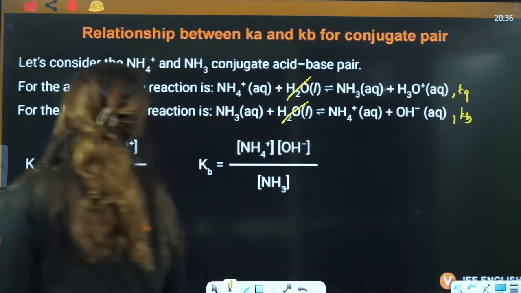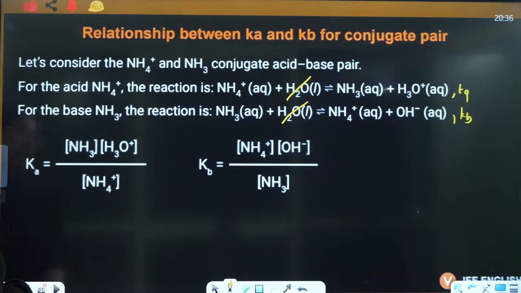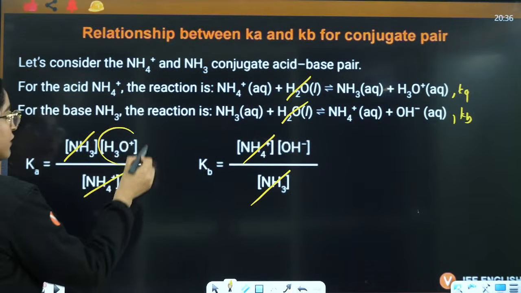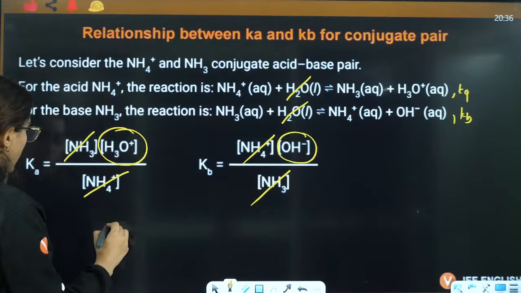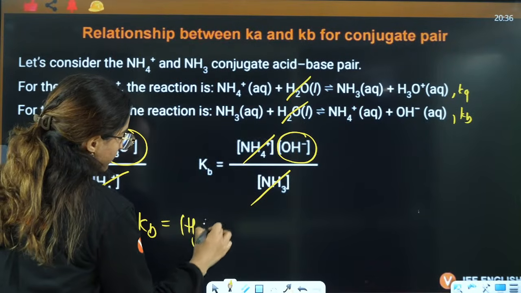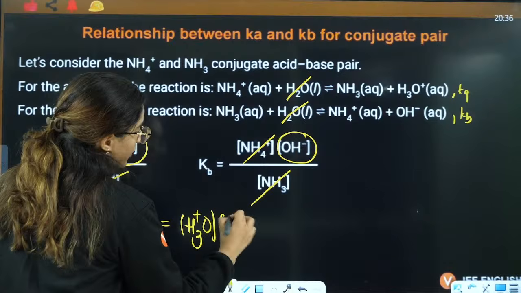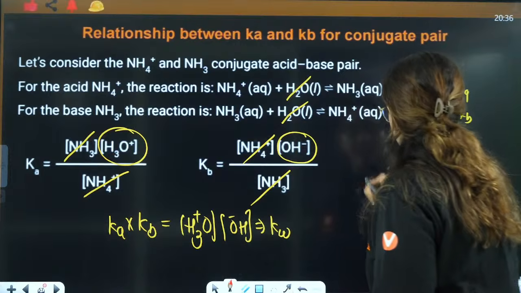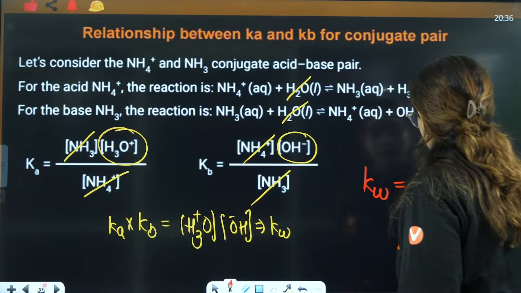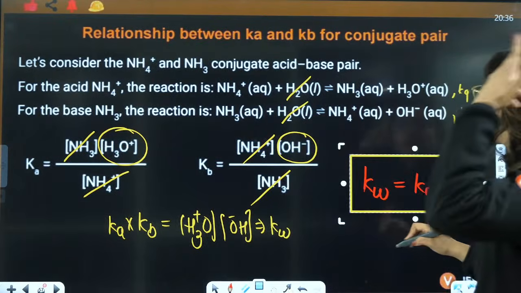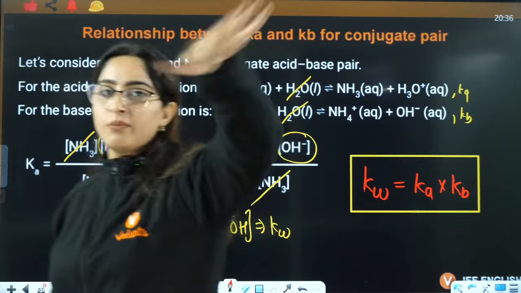Now what we have seen, when you take the product of these two, NH3 NH3 will cancel, NH4 NH4 will cancel, and you will be left with these two things, right? So the product of Ka into Kb is equal to hydronium ion multiplied by OH negative, that is nothing but Kw. And this is the important thing, that Kw is equal to Ka into Kb. And this Ka and Kb is not like Ka is for some other acid, Kb is for some other base.